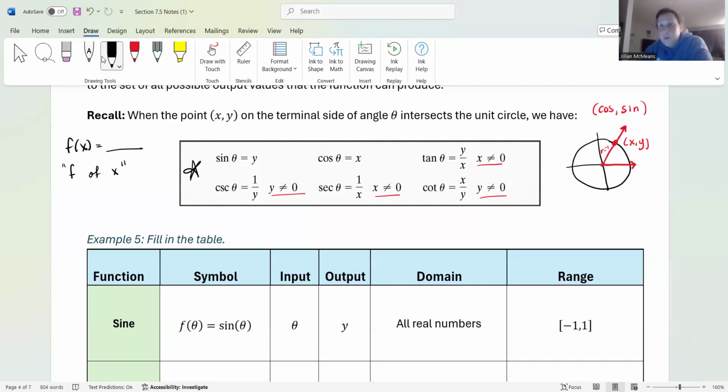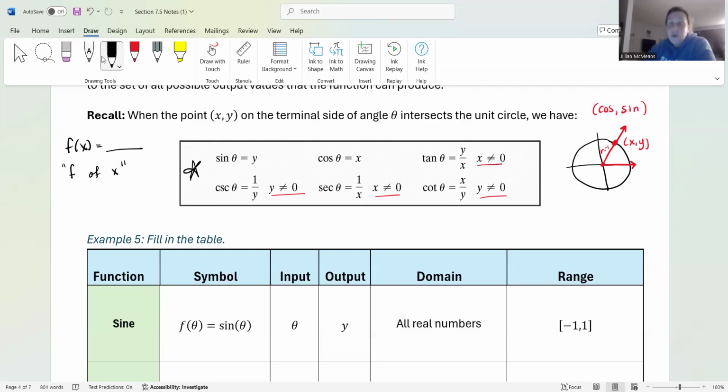Now, when it comes to values for theta, we have no restrictions. Theta can be anything. It can be any positive angle, any negative angle. We could do many, many revolutions around the unit circle. We could literally plug in any value for theta and get some sine ratio. So we would say the domain of sine is all real numbers.